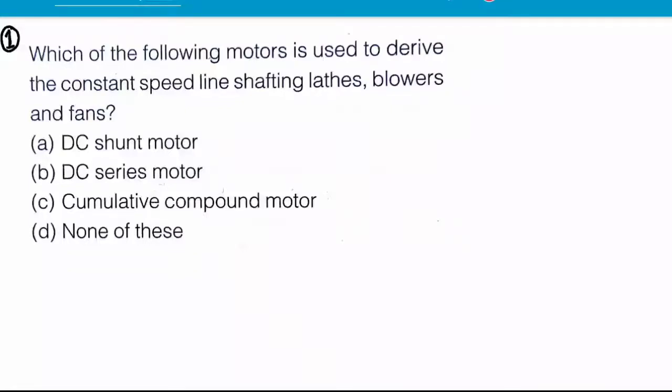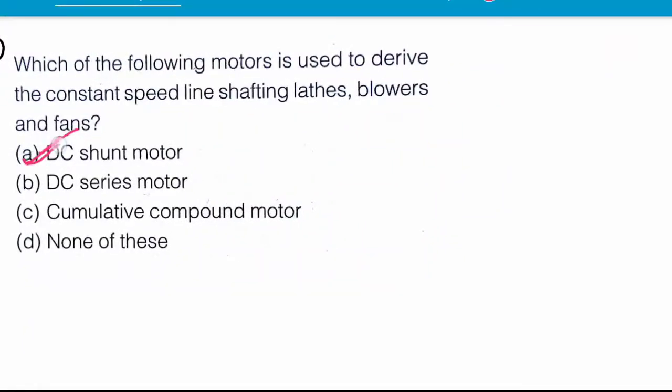First question: which of the following motor is used to drive the constant speed line shifting lathes, blowers and fans? This is DC shunt motor, because the DC shunt motors are used for constant speed drives.